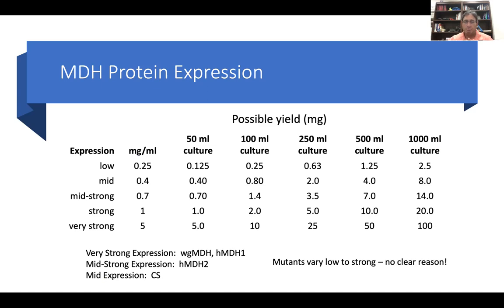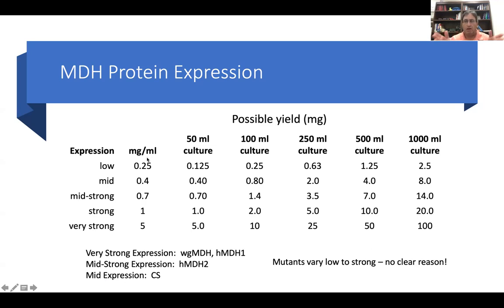We have mid-level expressors, the mitochondrial MDH from humans and others are about there. And then the low-level expressors, citrate synthase and some of the other MDHs. So based on whether we're looking at low, high, or mid, or really strong, depending on the culture conditions you do, you can expect a rough estimate of concentrated protein.